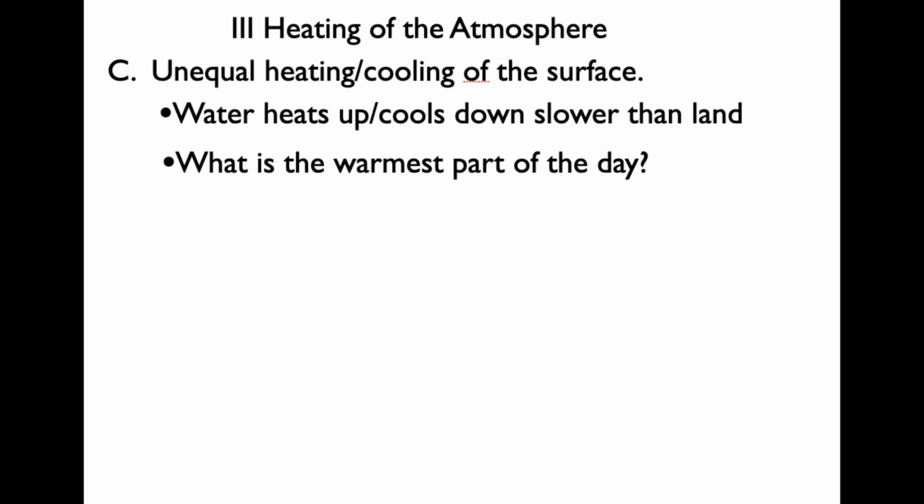And so how does all this heating of the atmosphere actually make a difference to weather? It's really tied to this idea of unequal heating and cooling of Earth's surface. If you look at a map, a big map or a small map, you can tell that there's different types of surfaces that cover Earth. There's water and there's land. That's the two we're going to focus on. And those two surfaces, water and land, heat up and cool off at different rates.